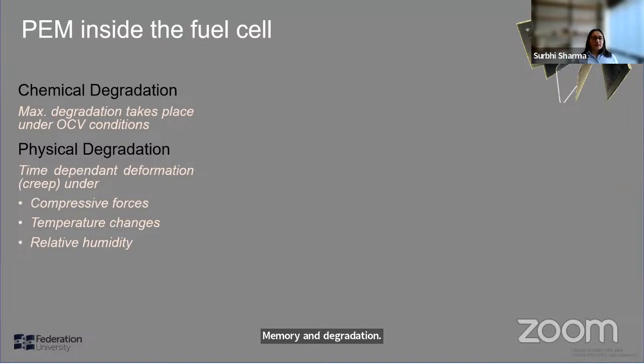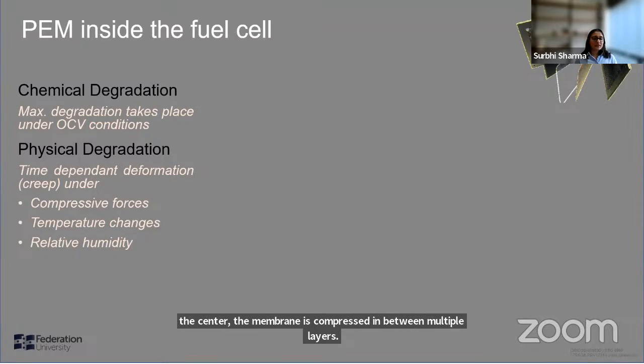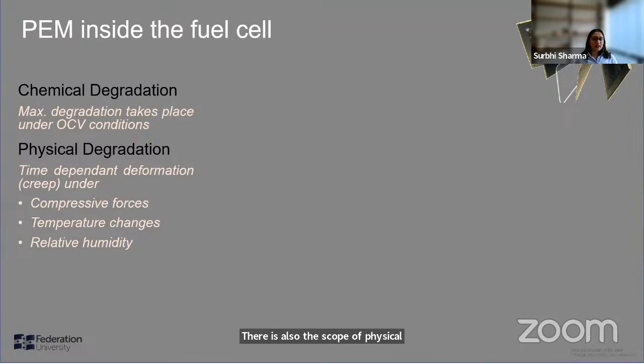So within the structure, because the membrane is right at the center, it is compressed in between multiple layers. There is also the scope of physical degradation apart from the chemical degradation that can happen. Because of the compressive forces, there are also temperature changes depending on the cell performance, the start-stop cycles, and the relative humidity changes within the fuel cell, depending again on the operation of the system. All of these over time can lead to physical degradation of the membrane.